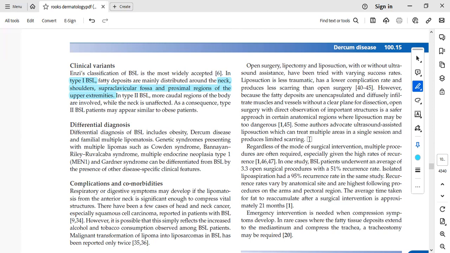Recurrence rates vary by anatomical site, and you have to remember that the recurrence rates are highest following procedures on the arms and pectoral region. The average time taken for fat to reaccumulate after surgical intervention is approximately 21 months.